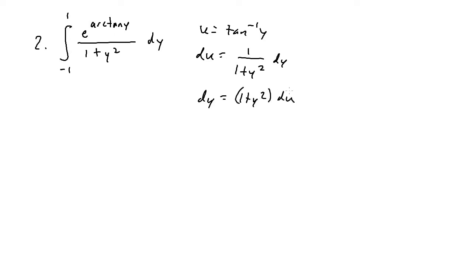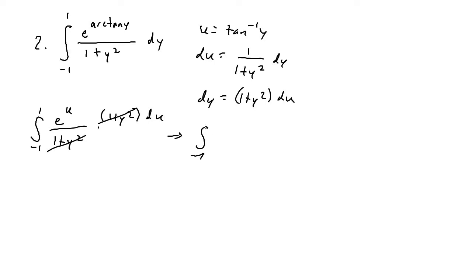So when I substitute everything back into the integral, we have the integral from -1 to 1 of e to the u, because I made u equal to arctangent of y, over 1 plus y squared times dy, and dy once again is equal to 1 plus y squared times du. Realize those will cancel, and so we're left with the integral from -1 to 1 of e to the u du. And the integral of e to the u is just e to the u.